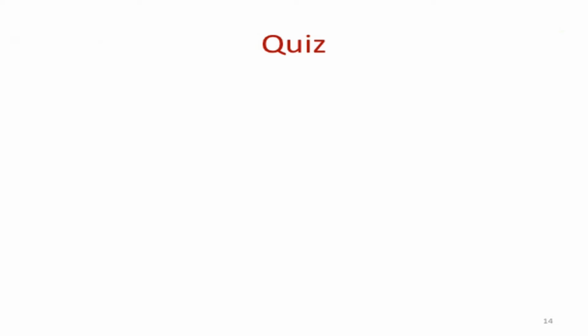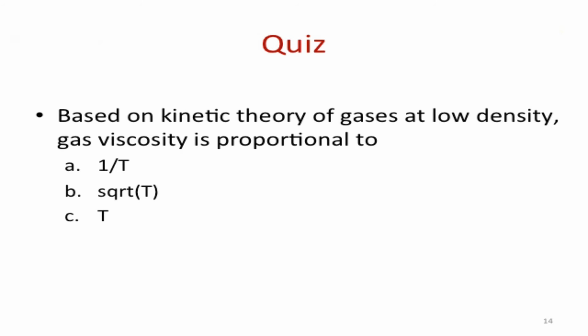What do you need to remember about it? Precisely. So you have to have this idea, okay, it's proportional, so based on the kinetic theory of gases at low density, what is gas viscosity proportional to? Okay? Is it 1/T? Is it square root of T? Is it T? Is it T squared? What is it? Right? So those are the things that are important to remember.